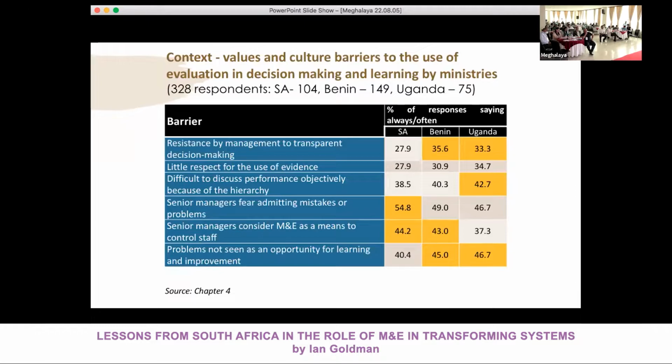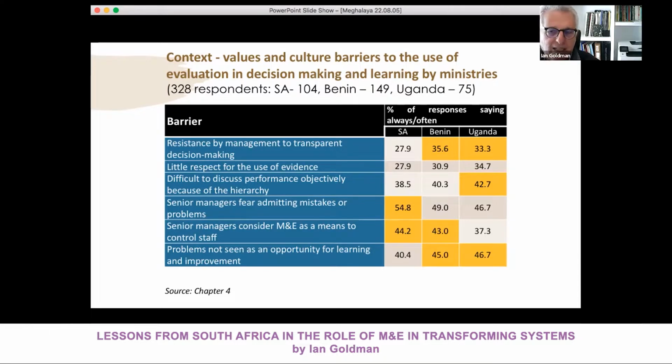Now, just coming back to the previous presentation where he was talking of culture. So we're trying to bring in this thinking, but this is the background to the culture in government. This is 3 governments, South Africa, Benin, and Uganda. So here what you can see is that around 30% of managers felt there was resistance by management to transparent decision making. Around 30% said there's little respect for the use of evidence. Around 40% say it's difficult to discuss performance objectively because of the hierarchy.